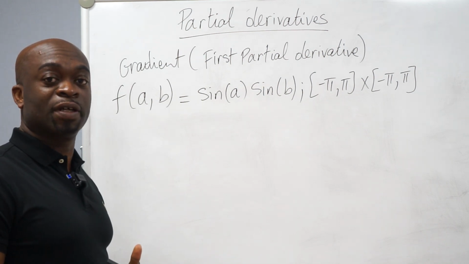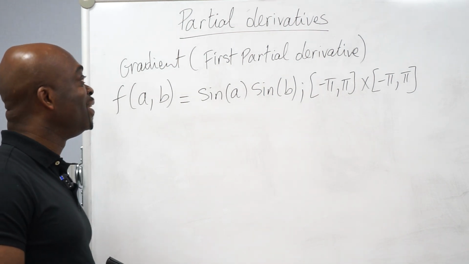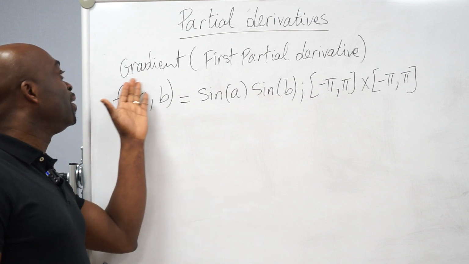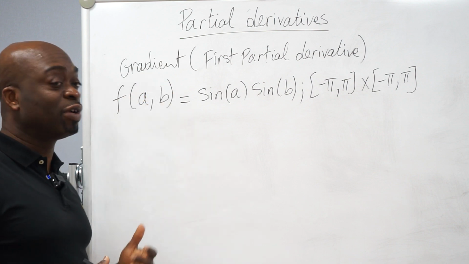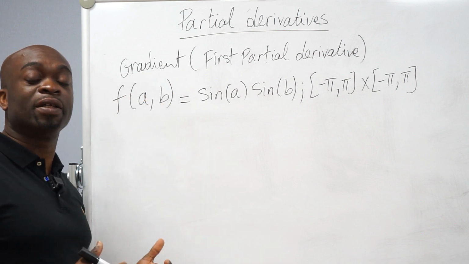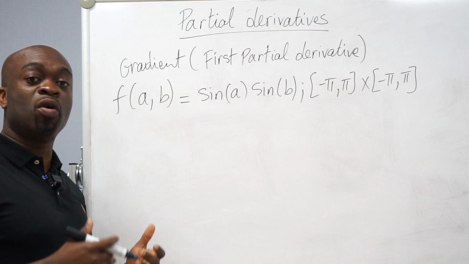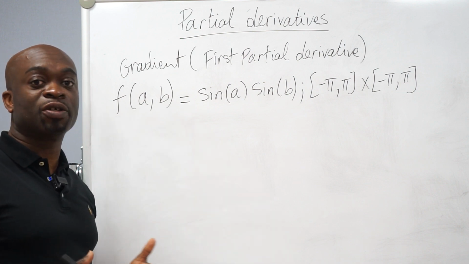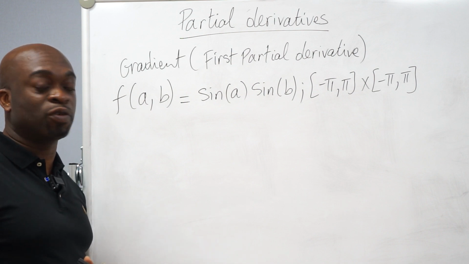Partial derivatives here, calculus, all right? And we're going to talk about the first partial derivative, talking about gradient. So the gradient vector: anytime we're speaking about gradient in multivariable functions, that means we're talking about the first partial derivative of that function.